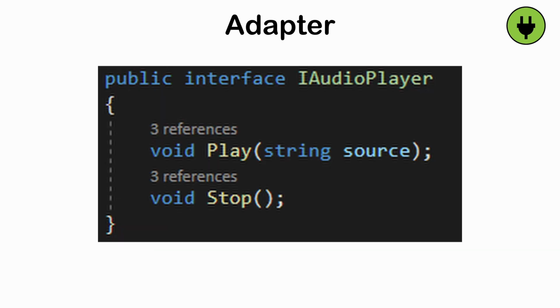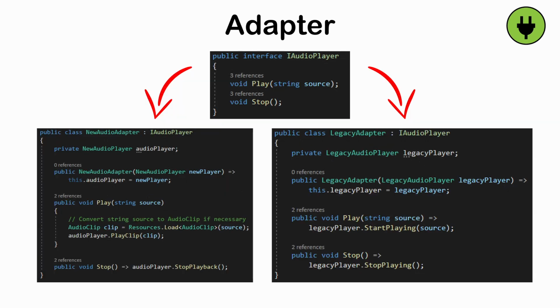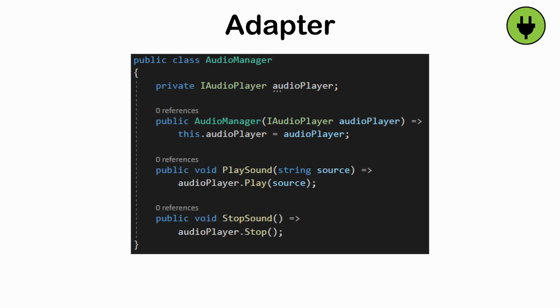gap. Begin by defining the target interface your system uses, then implement an adapter class that translates requests into calls that the external library understands. While this pattern ensures compatibility, it can often add overhead if overused.